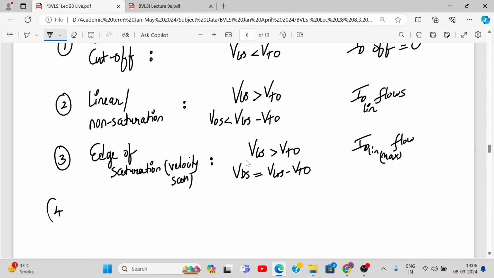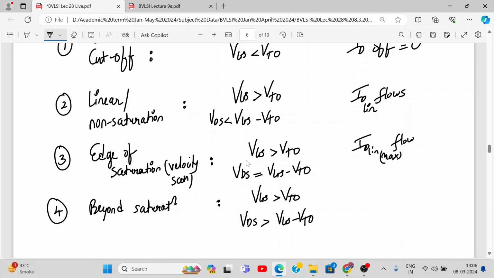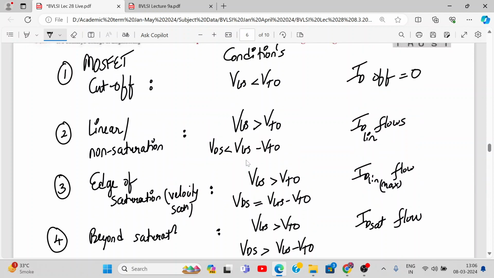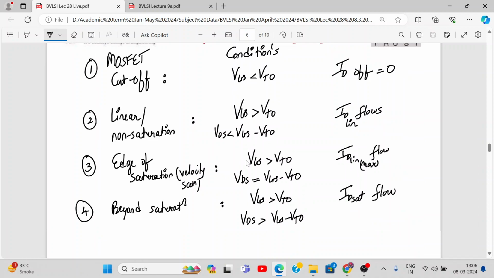Then we have fourth, beyond saturation. Okay, what are the conditions? VGS greater than VTO, VDS becomes greater than VGS minus VTO. If you are able to understand these things now, then fantastic. My job today is completed, if you are able to understand these conditions.